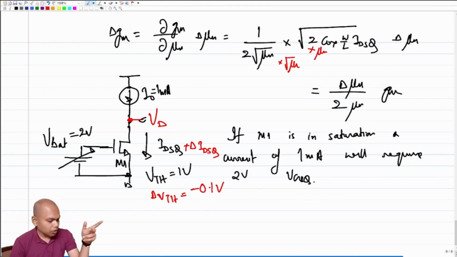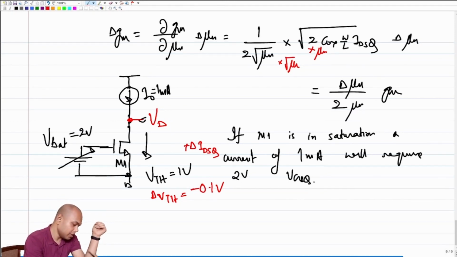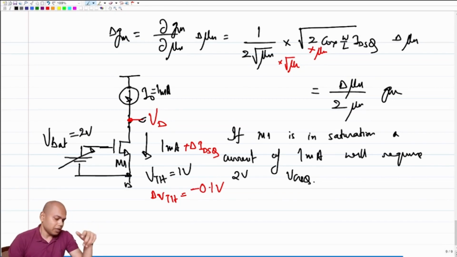Correct? But note that I have a current source from the top. Since I have a current source from the top, the current in the top will not change. Correct? So this IDSQ under this initial condition was 1 milliamp. But now I am drawing more current than 1 milliamp. Right? So what will happen to the node voltage VD?